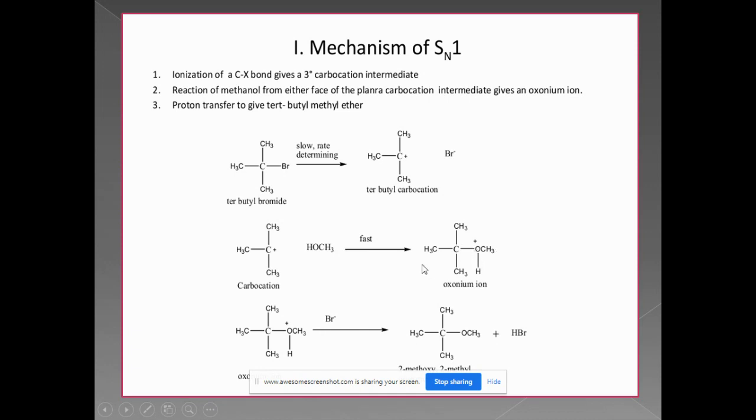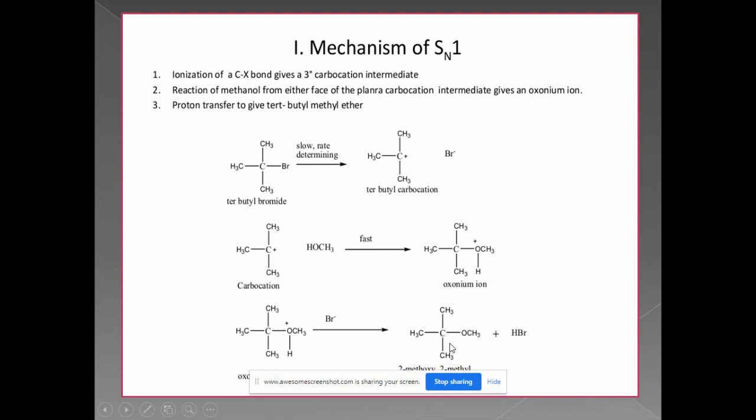It removes the H positive ion, as the oxygen has an excess of charge over the methoxy group, and thus it goes with the Br, and hence we generate the HBr molecule here. And what will the final product be?